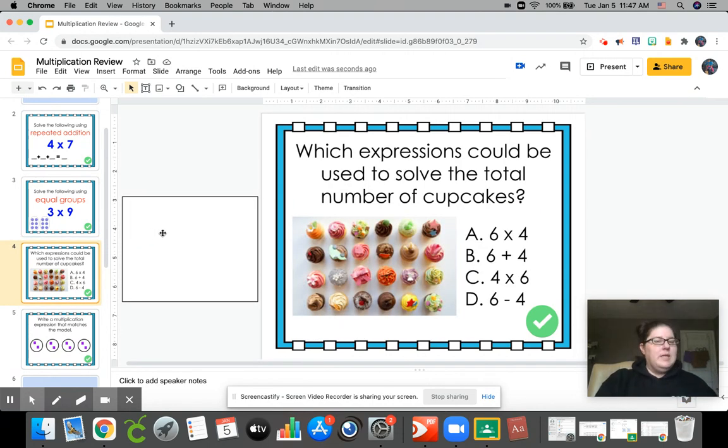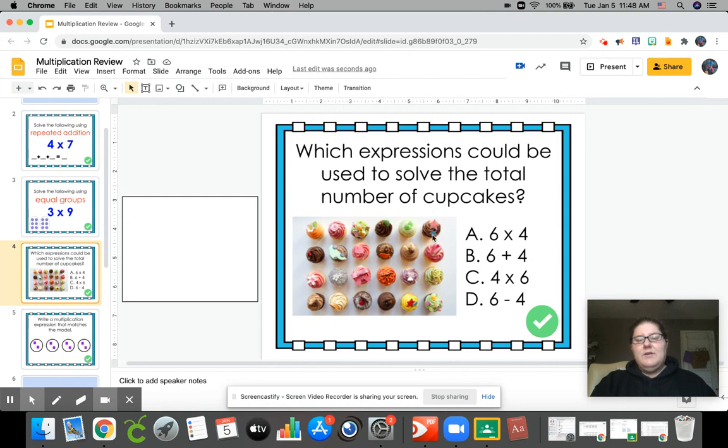And this is going to be what expressions could be used to solve the total number of cupcakes. So this one's looking at rows and columns. So here I've got 1, 2, 3, 4 cupcakes in a column. How many cupcakes do I have in a row? Right, if you said 6, you're correct. 1, 2, 3, 4, 5, 6.